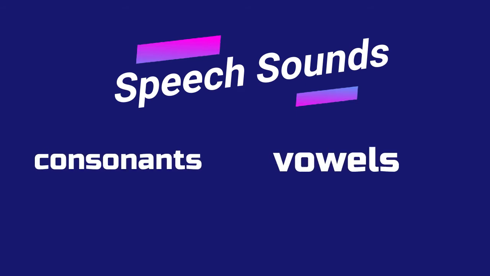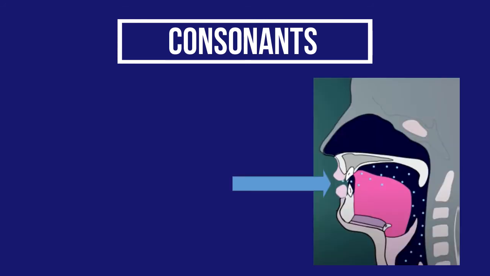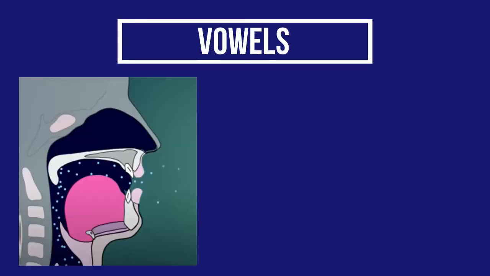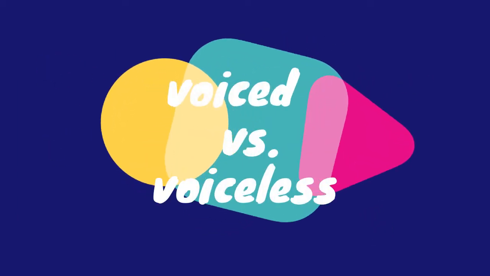Speech sounds can be classified as either consonants or vowels. Consonants. The air does not flow freely. For example, b sound, k or c sound, and d sound. Vowels. Air flows freely to create different sounds. For example, a sound, e sound, i sound, o sound, and u sound. The difference between voiced and voiceless sounds.